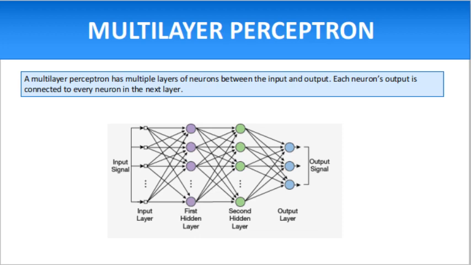A multilayer perceptron (MLP) is an artificial neural network with multiple layers of neurons between input and output. Multilayer perceptrons are also called feed-forward neural networks. Feed-forward means that data flow in one direction from the input to the output layer. Typically, every neuron's output is connected to every neuron in the next layer. Layers that come between the input and output layers are referred to as hidden layers.